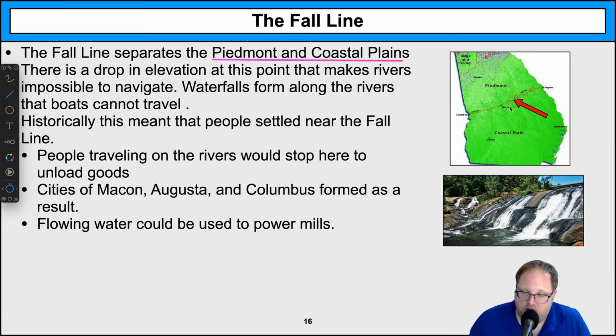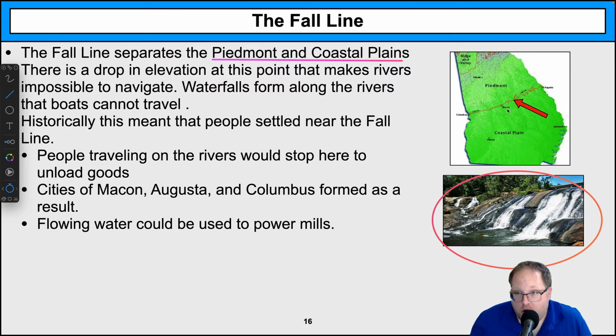Due to this part of the state being underwater at one time, it has a lower elevation than the Piedmont region. And when rivers flow through the Piedmont region into the coastal plain and meet at the fall line, due to that sharp change in elevation where the ground literally drops, you start to see waterfalls being formed along those rivers. So it impacted how settlements were created in Georgia over time.